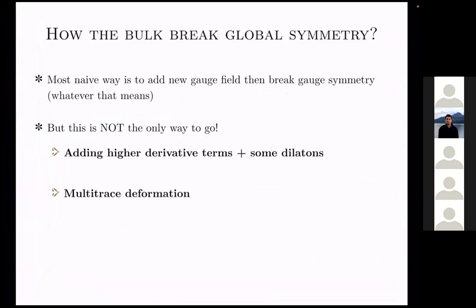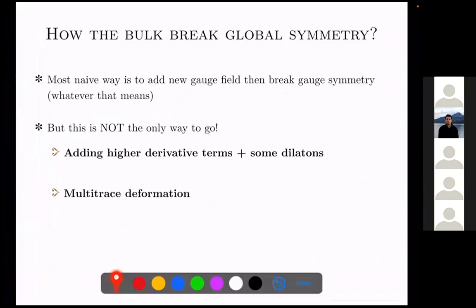Now, the question is, how would one actually break the global symmetry from the bulk? There are several ways to do it. The most naive way is, well, there's this gauge-global symmetry duality thing, so can we just add a new gauge field in the bulk and then break that gauge symmetry, whatever that means? Like, let's say adding some mass term to the gauge field in the bulk. That could work, for example.